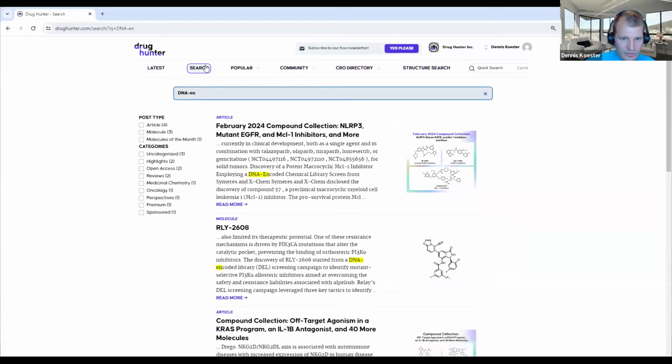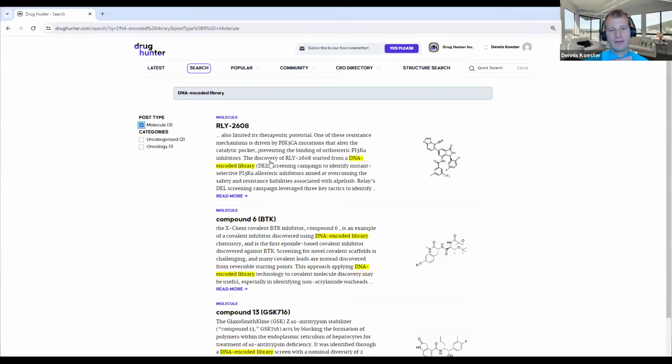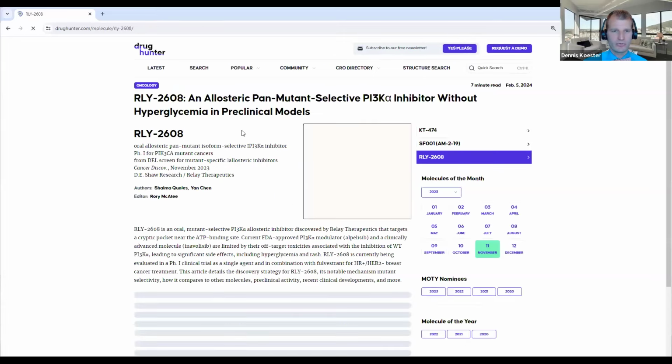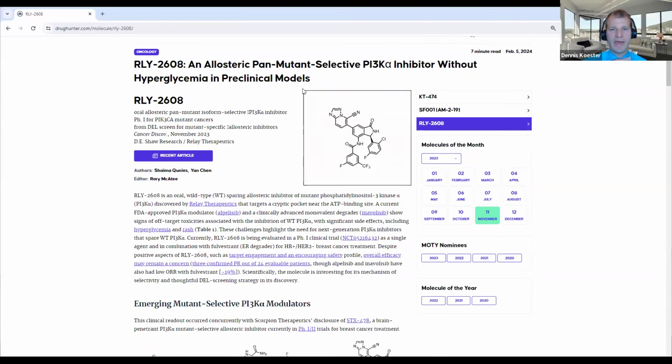So you can use the search function here. Just navigate to the search tab, and you can use our dynamic search. Just start typing DNA encoded library here, for example. You can limit it to molecules, and you'll find molecules that were discovered through a DNA encoded library screen. So let's go into this one here. This is a pan-mutant selective PI3 kinase inhibitor that doesn't show any hyperglycemia.